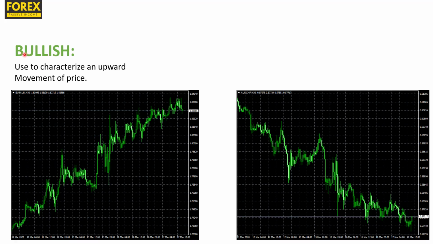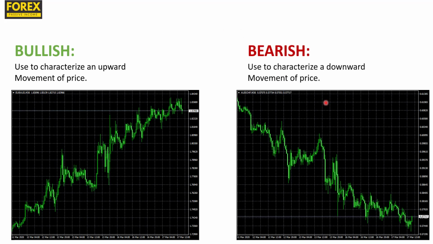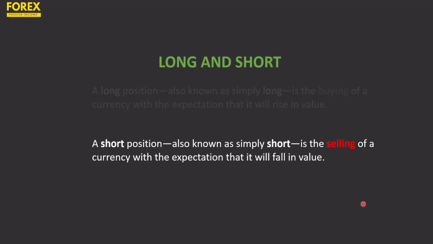It's named after the animal called bull, because bull is, as you know, an aggressive animal. So whenever the price is going up, we say the bulls are having their way. We also call it the bullish market. While when the price is coming down, we say it is bearish, named after the animal bear. Bearish is used to characterize the downward movement of price, as you can see on the slide. Now let's talk about long and short.